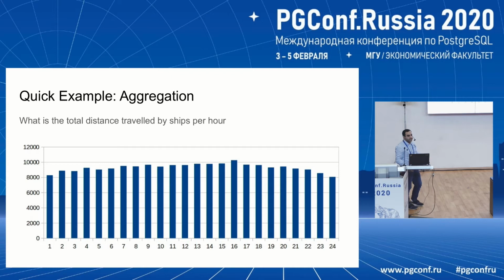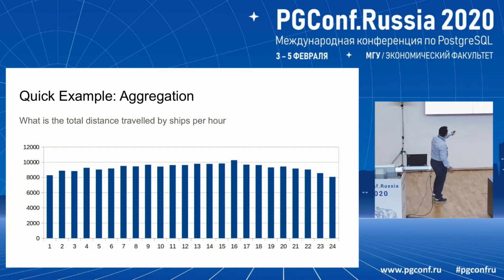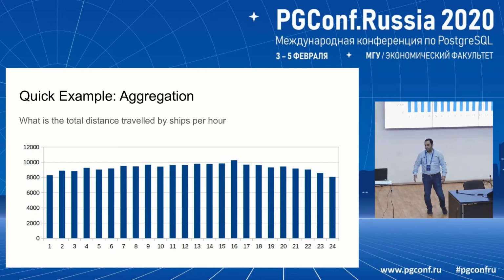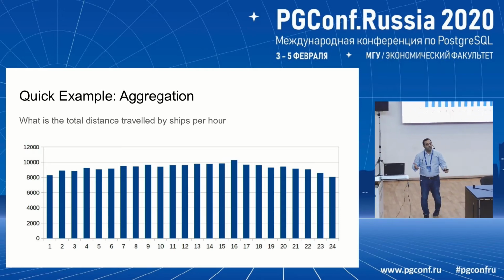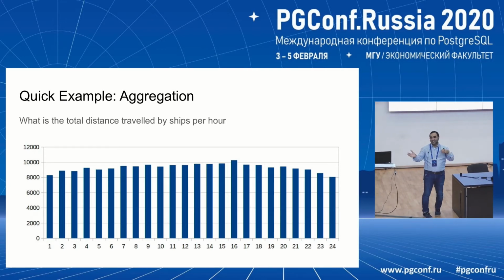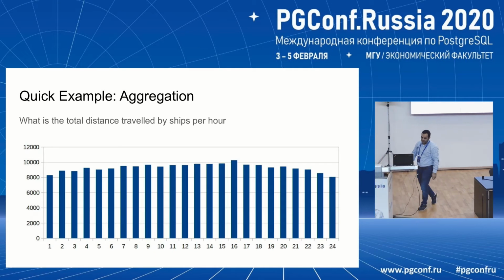So we get something like this. For each of the 24 hours, what is the total distance traveled by all ships? There is not much difference, meaning that the Danish water is more or less busy in the same volume all over the 24 hours.